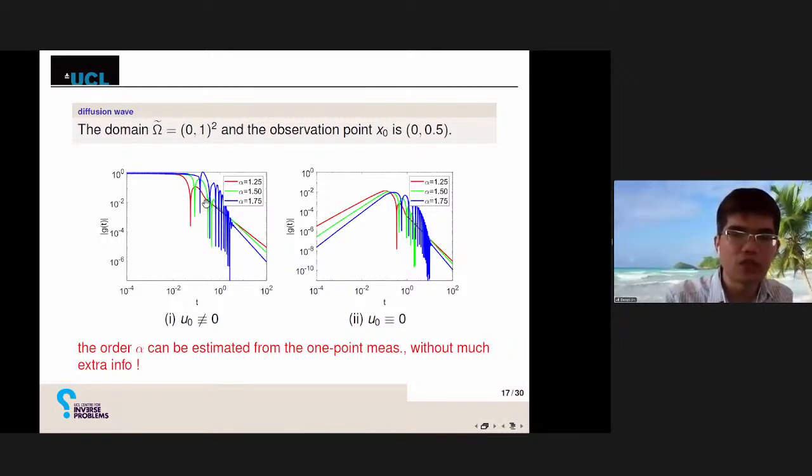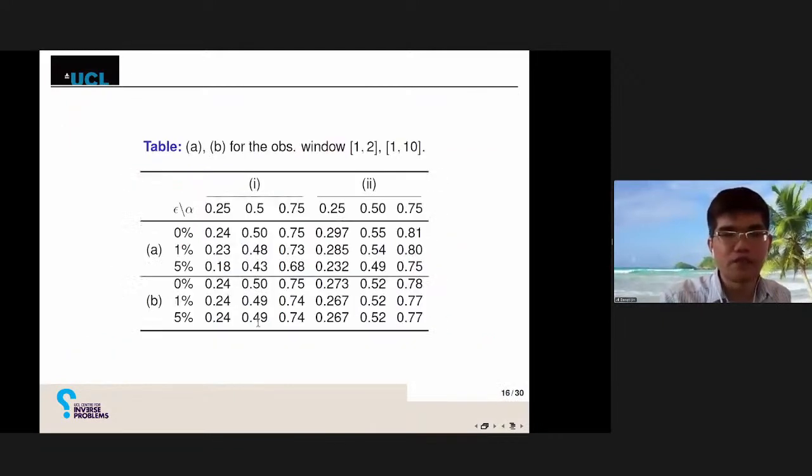in that case, the corresponding function is still the Mittag-Leffler function, but the Mittag-Leffler function will not be completely monotone in that case. So this just reflects that we have a lot of oscillations. But in any case, we can still see that as long as we take reasonably large time, the order alpha can indeed be estimated from one point of measurements, without knowing anything else, as long as these other parameters satisfy very mild conditions. So that's the first problem.